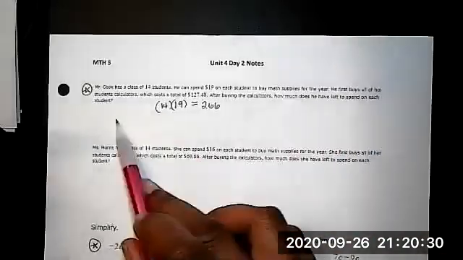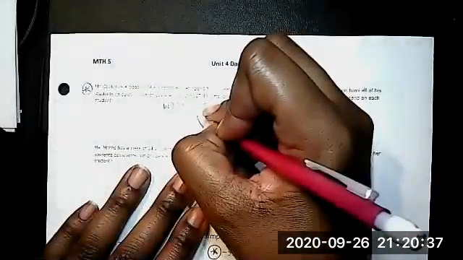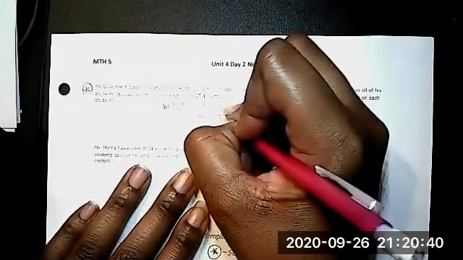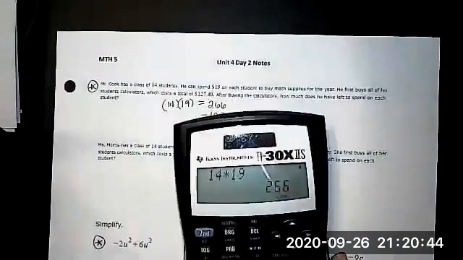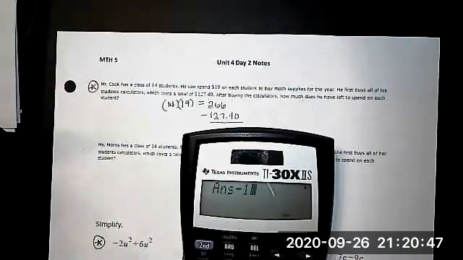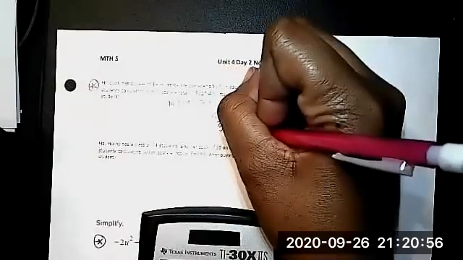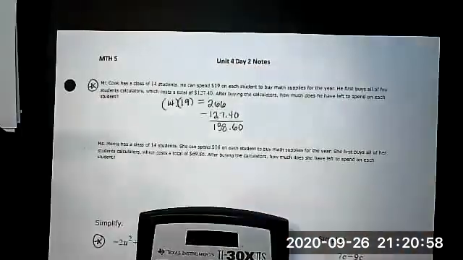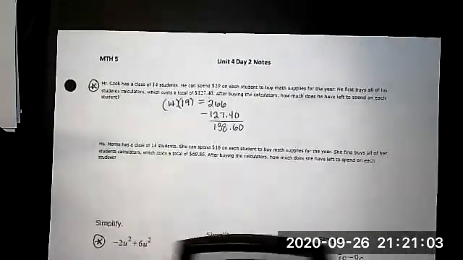Then he says he first buys all of the students' calculators and he spends this much money. So now we have this much as our total. He's going to spend $127.40 of that money. Okay, so I'm going to take the 266. I'm subtracting $127.40 from it. And it looks like he'll have $138.60 left over. Okay, $138.60 left over.